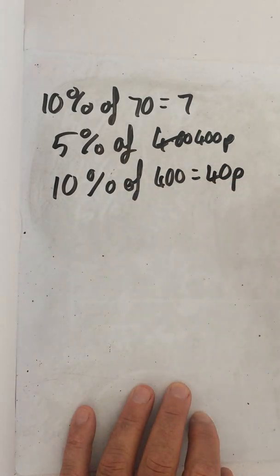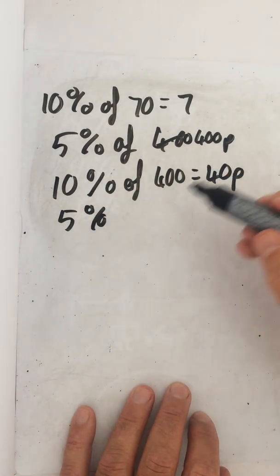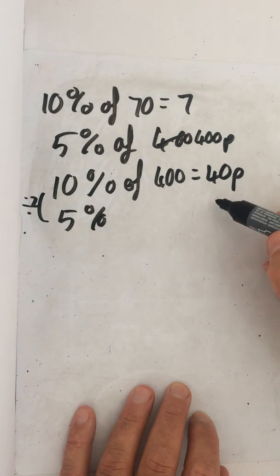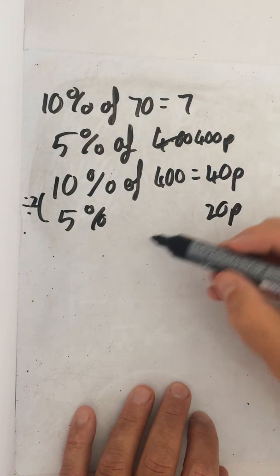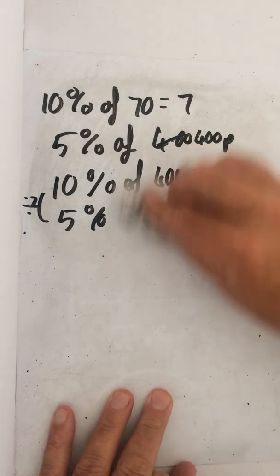So therefore, to find 5%, I need to halve that. So I'm dividing that by 2. I'm halving it. So it'll be 20 pence. The answer to that one is 20 pence. Okay. Good.